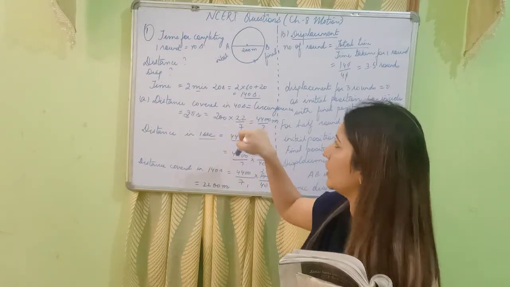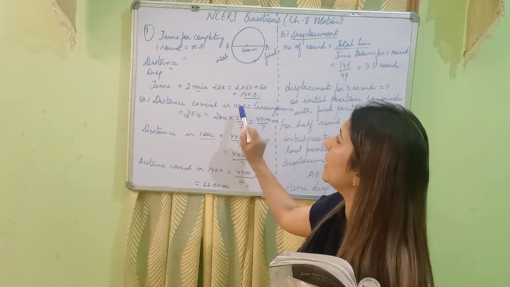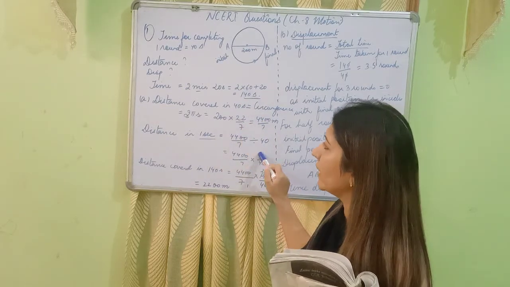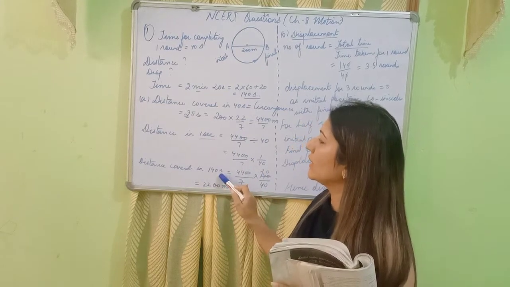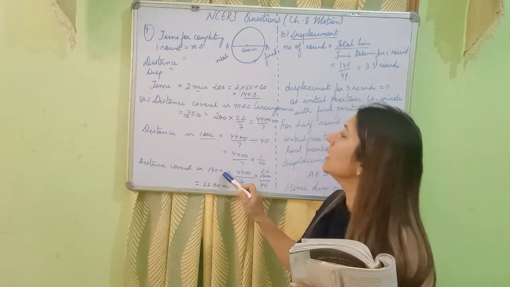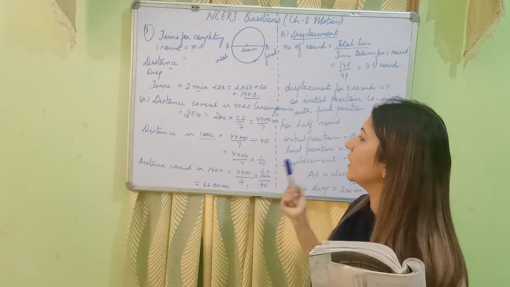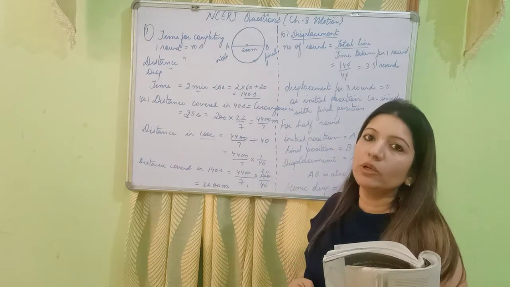Now you need to find it for 140 seconds, so the distance is given for 40 seconds, first you will find it for 1 second. You will divide both of them. Then again you will calculate distance for 140 seconds. This is the unitary method. First we divide and then we multiply. Distance will come out to be 2200 meter.